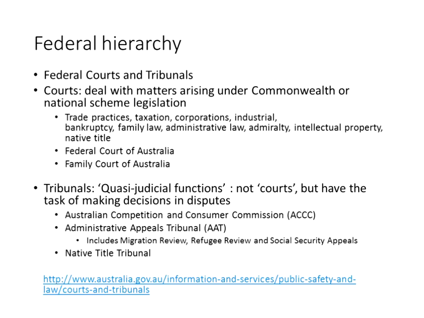So there's a bit of a list there. You can see some of the areas. I think we touched on this very early on as well when we tried to explain the legal system. So Commonwealth legislation includes trade practices, taxation, corporations, industrial, bankruptcy, family law, administrative, admiralty, intellectual property, native title, etc. And the two main courts where a matter would begin would be the Federal Court and the Family Court.